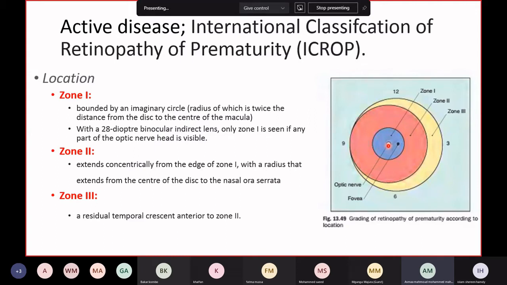Let me ask you, do you think that zone 1 disease, if we say that the patient is having zone 1 disease, so the blood vessels are stopping at that area, is that more severe or zone 3 disease? What do you think? Zone 1 is more severe, because if the vessels are only reaching zone 1, this means that there is a large area of ischemia of the retina. But if the vessels have already reached zone 3, this means that there is only a small part of ischemic retina and the disease is not that bad.